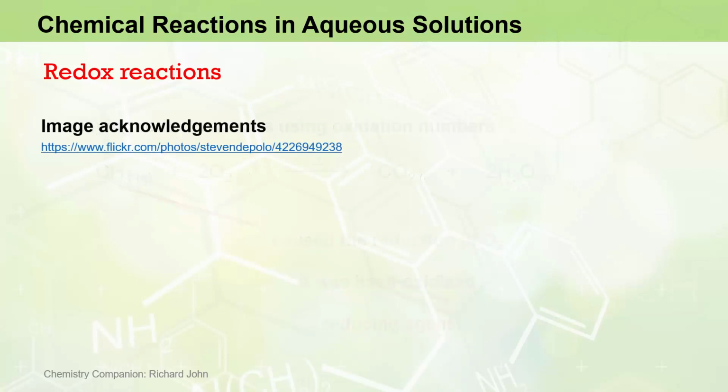In the next video, we look at more complex examples of calculating oxidation numbers of atoms within compounds and polyatomic ions.